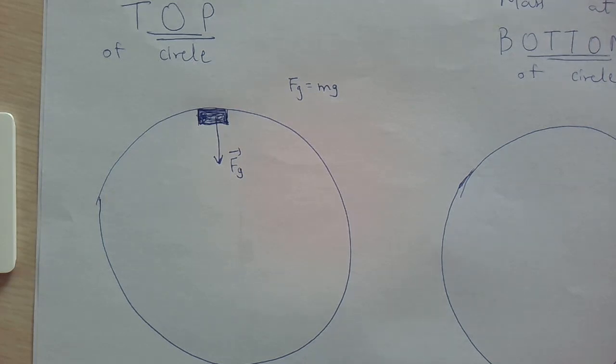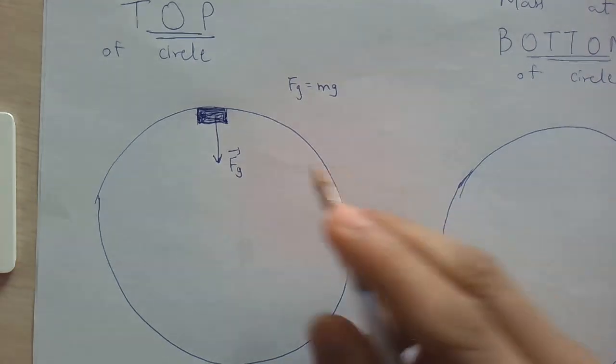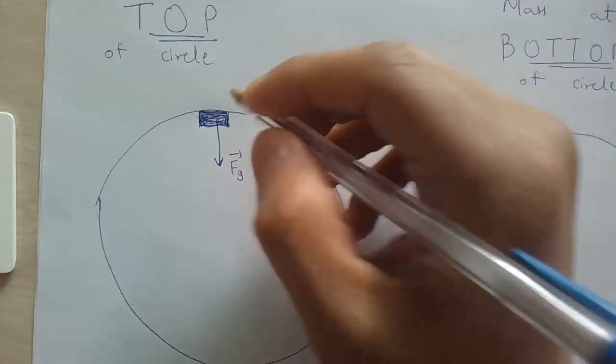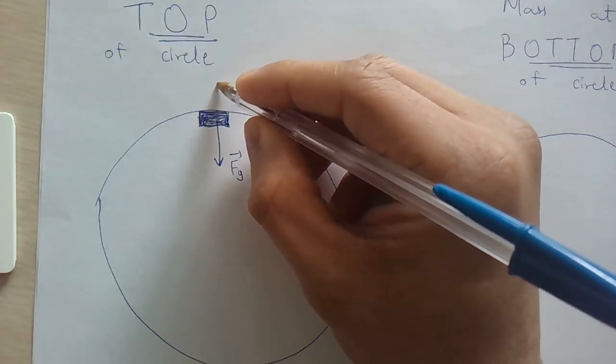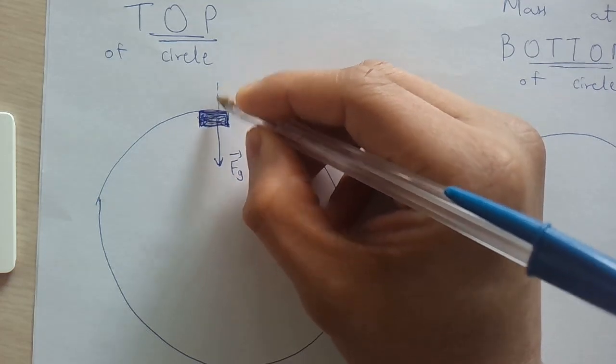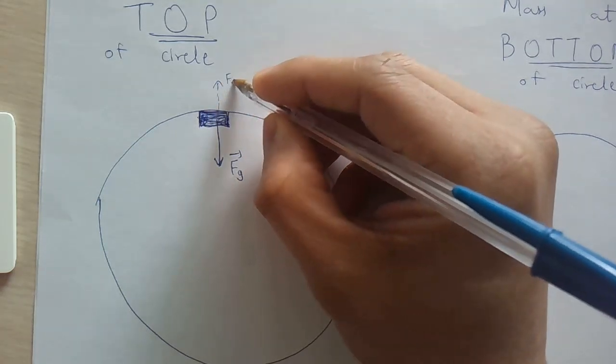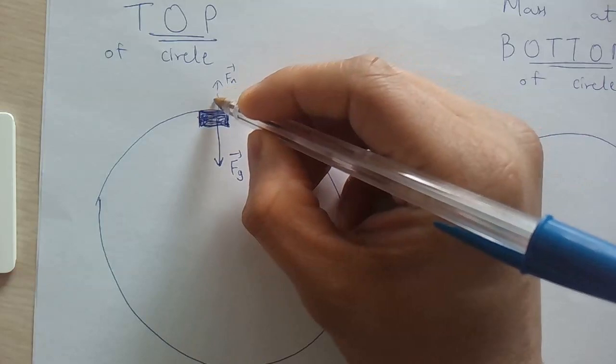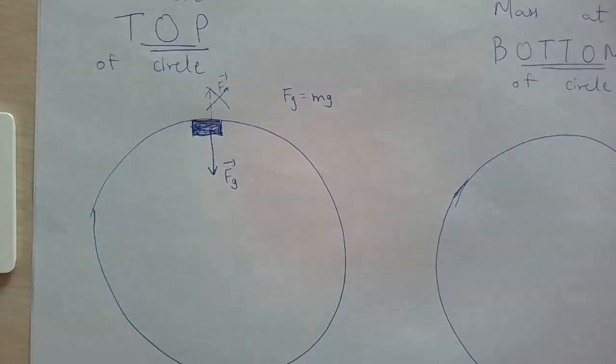It is the normal force that creates a little bit of confusion in students' minds. Some students wrongly show its direction to be pointing up when it is at the top of the circle. So they end up with something like this, right? But this is wrong. That is not how it is when the body is at the top of the circle.